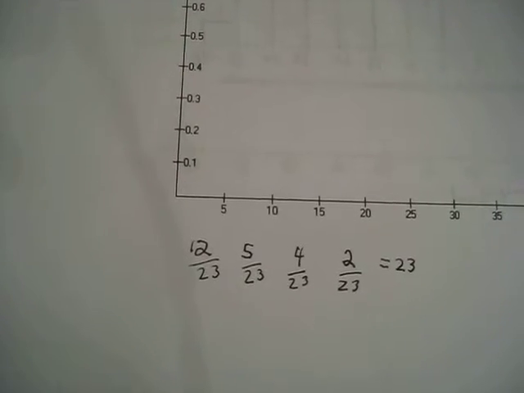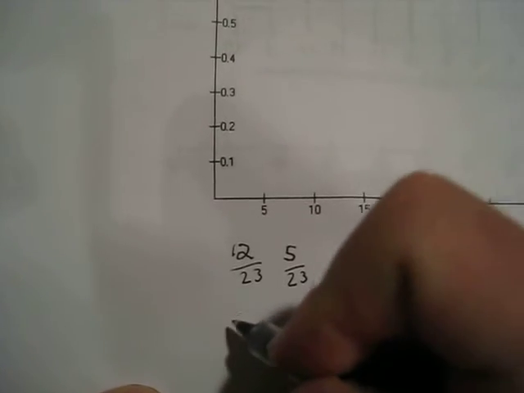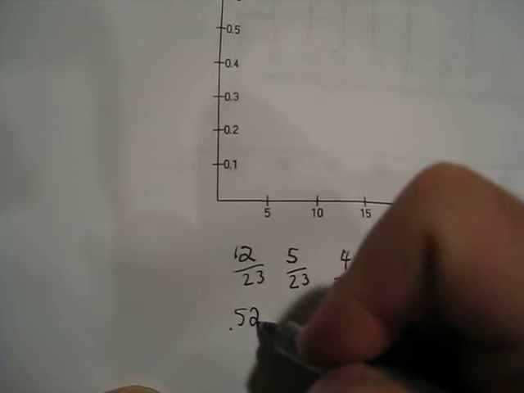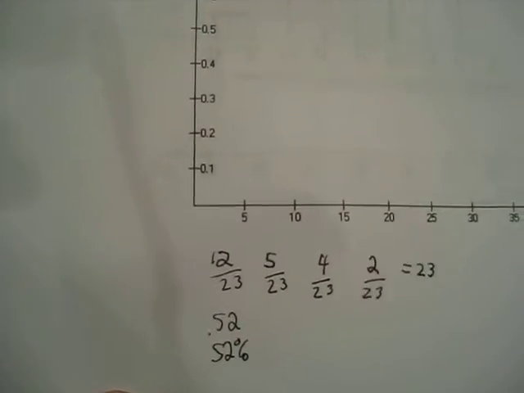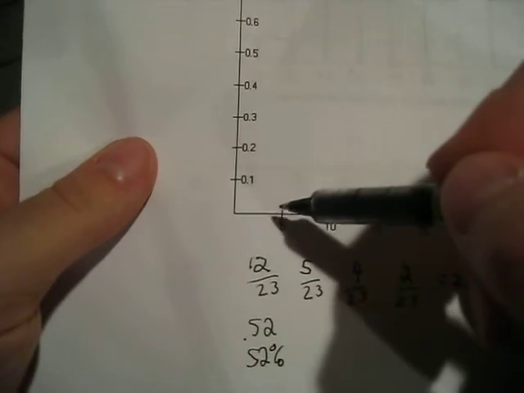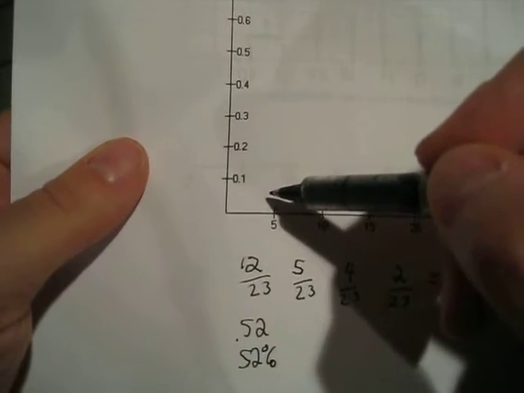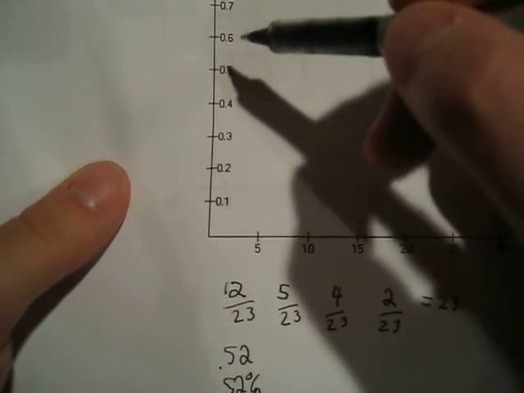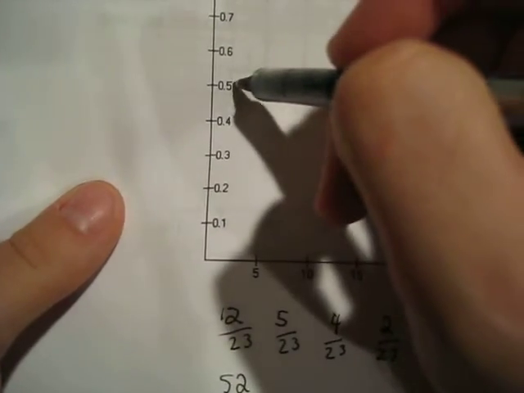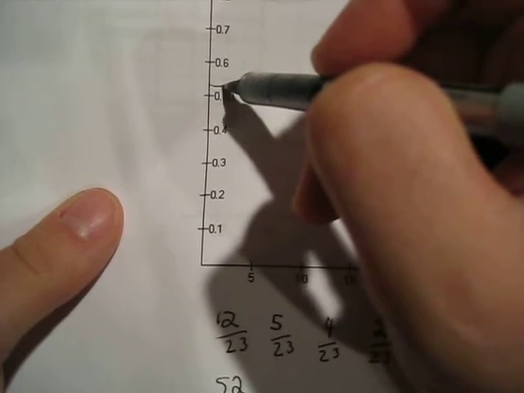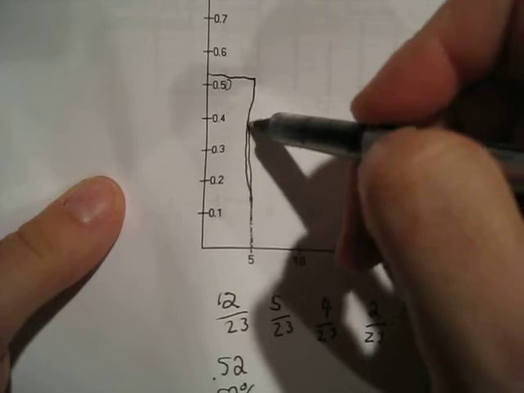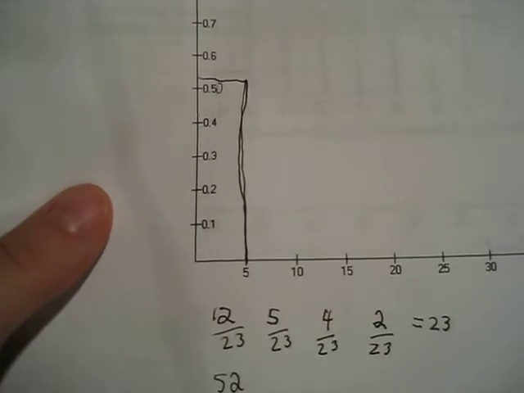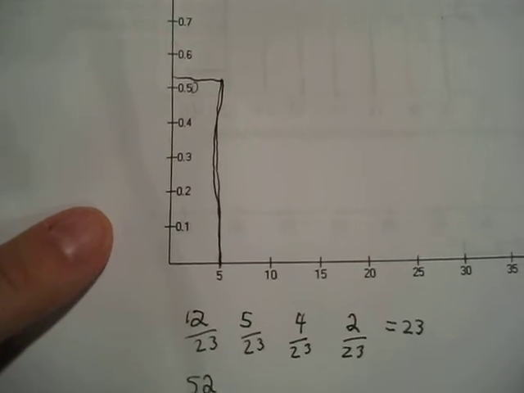Now that you have your decimals, 12 divided by 23 is 0.52, or 52%. Now what we're going to do is, above this bar between 0 and 5, we're going to go to 52%. Now you might notice this is 0.5, but that's really 0.50. So 52% would be a little bit higher. So a little bit more than half your data is between 0 and 5.